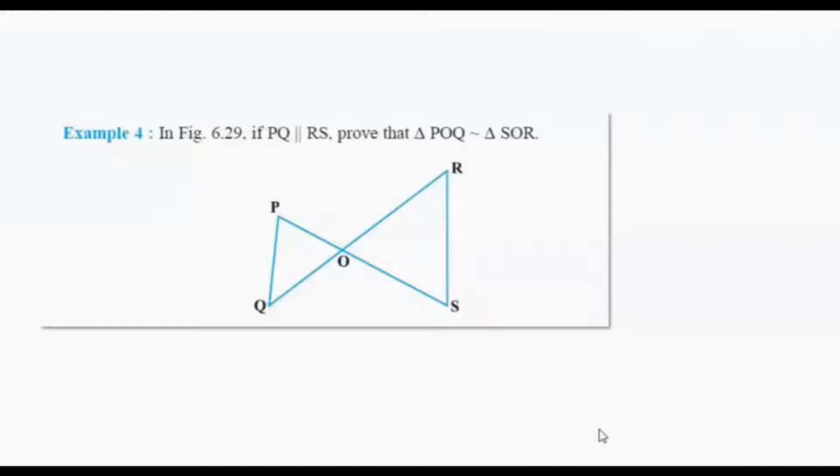In the picture, you can see given PQ is parallel to RS. PQ is parallel to this RS side. Prove that triangle POQ is similar to, you know the symbol, right? Triangle POQ is similar to triangle SOR. Can you prove it? How we can prove? By criterion 1 or criterion 2 or criterion 3? AAA. Yes, okay. AAA we can apply here.